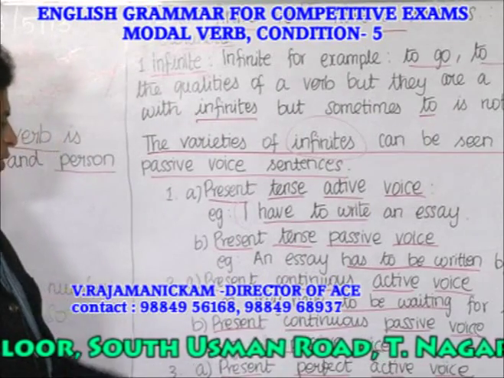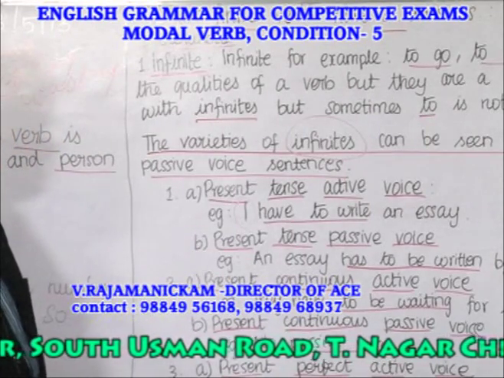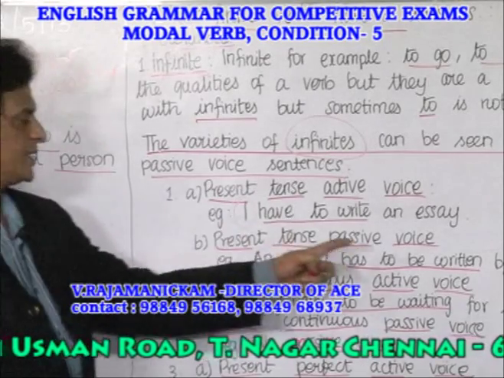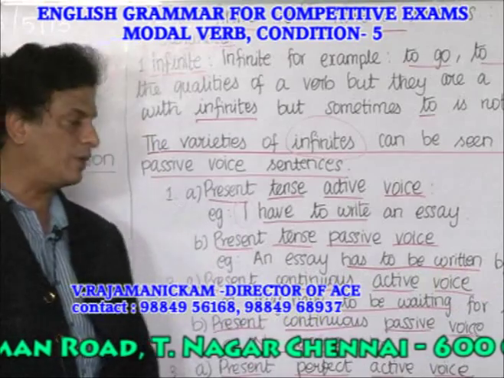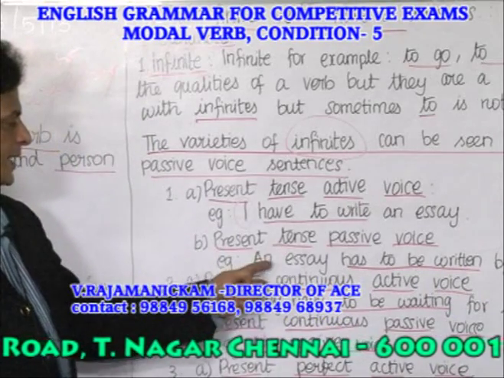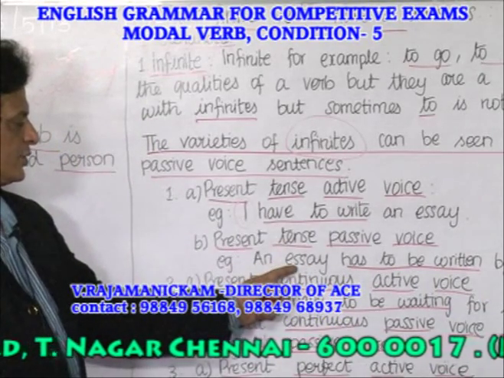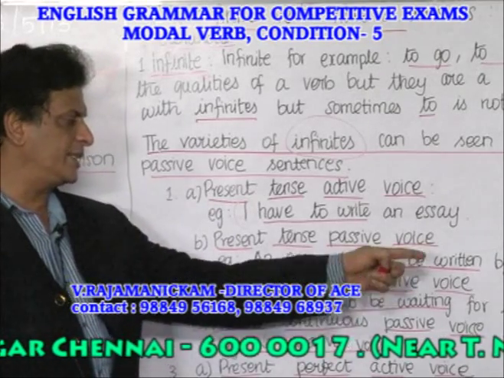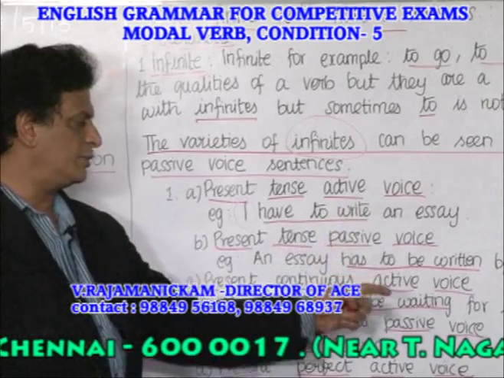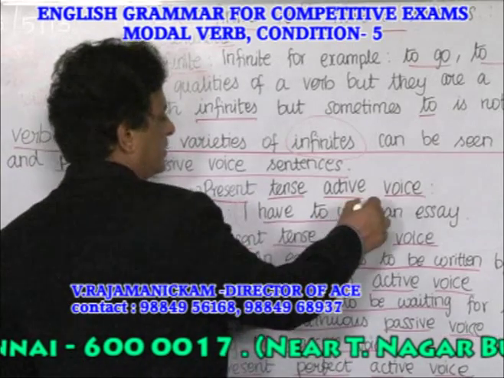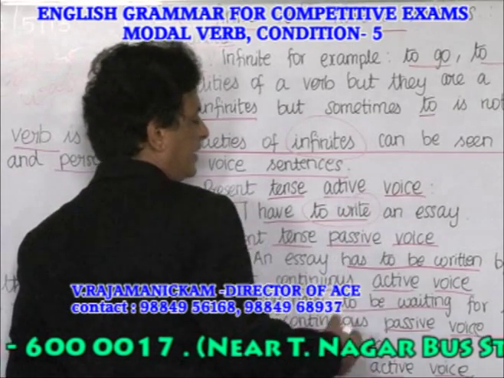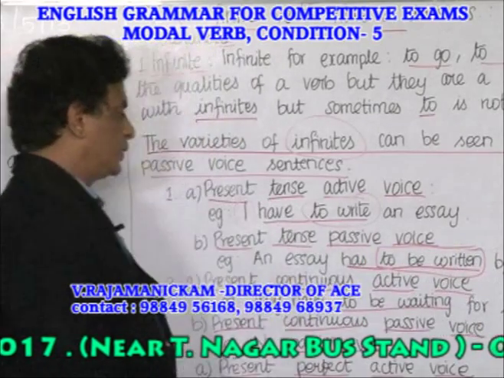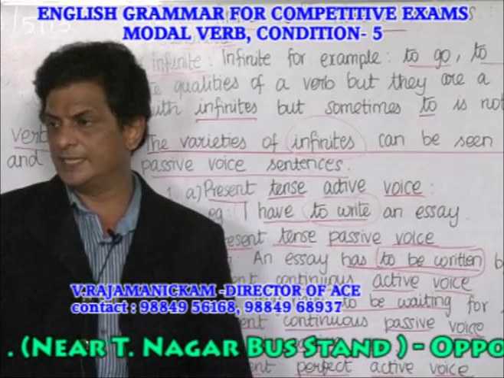So in present tense passive voice, what do you have to use? An essay comes in front as the subject, I becomes by me, the subject becomes the object. An essay is singular, so you are using has, you are not using have. As to be written by me. So to write changes to to be written. Everybody understood?